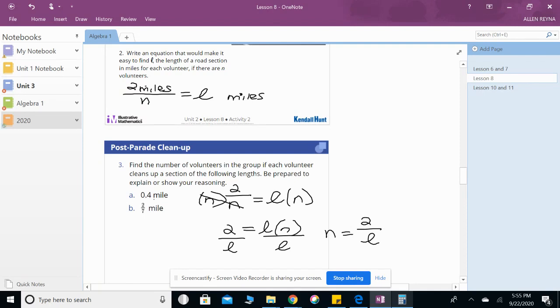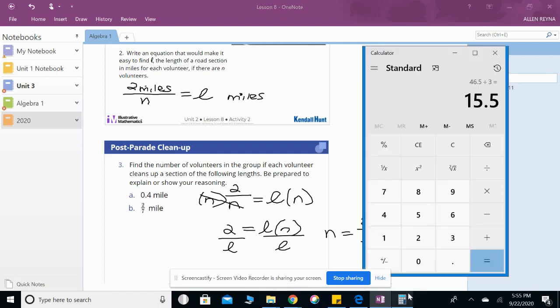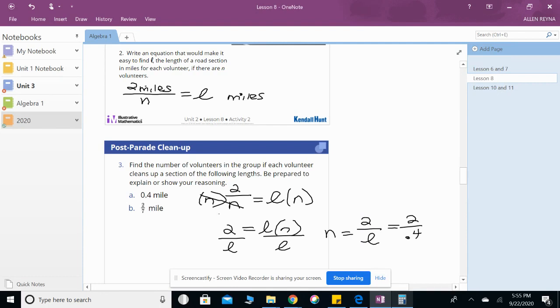For this one, we have 0.4. So we would just do 2 divided by 0.4. All right, let's see what that is. 2 divided by 0.4 is 5 people. So for A, we have 5 people.